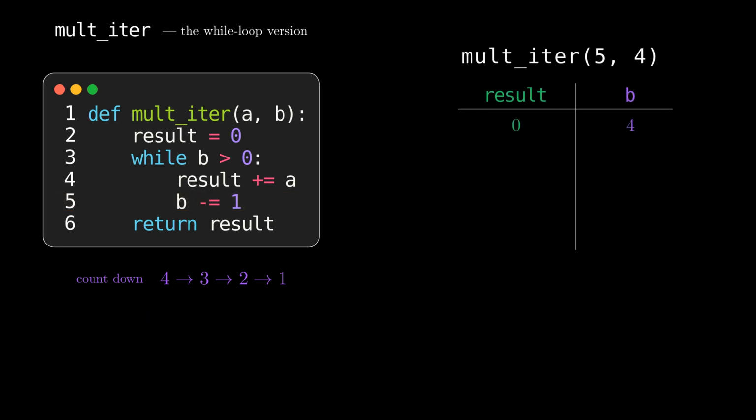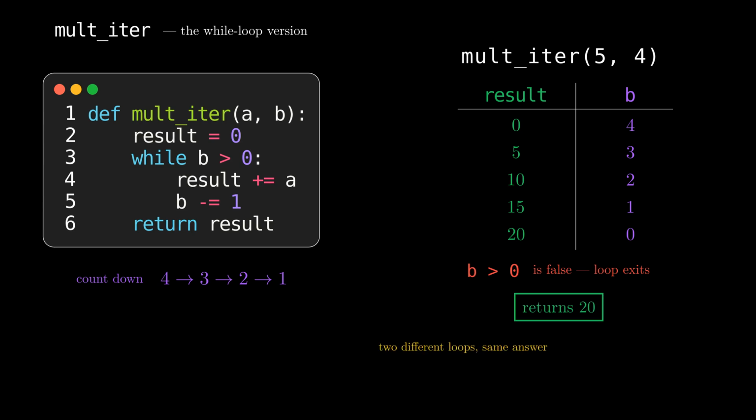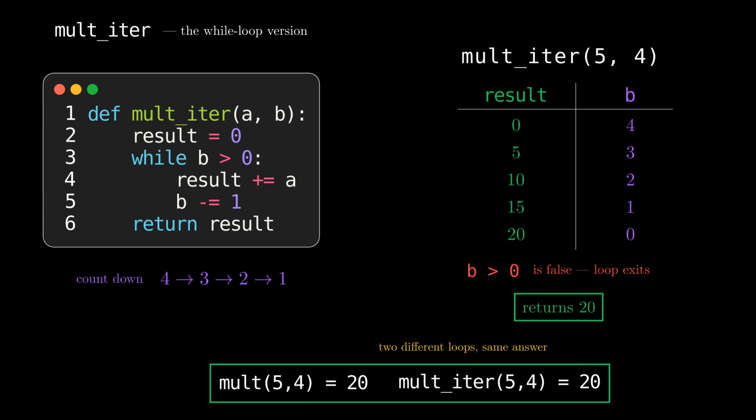Trace 5 times 4. Result 0, b 4. One pass, result 5, b 3. Then result 10, b 2. Result 15, b 1. Result 20, b 0. Now b is greater than 0 is false. The loop exits, and we return 20. Two different loops, same answer. On 5 times 4, the for loop version and the while loop version both return 20. Either way, the machinery is the same. State variables, a counter, a stopping test. Managed by us, pass after pass.